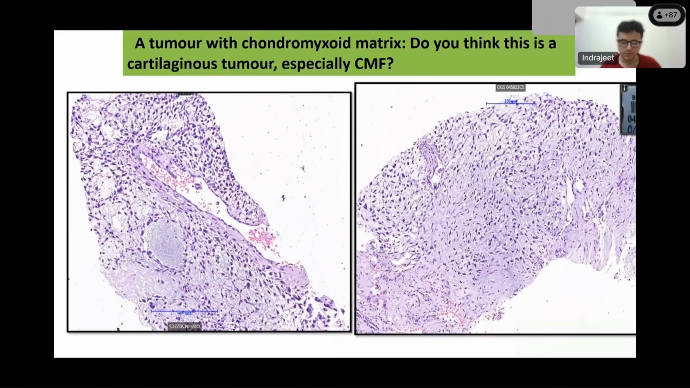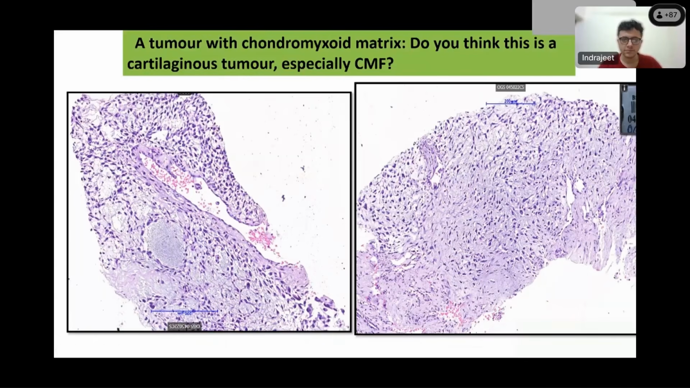So what did I tell you? How should you approach a bone tumor? Is the tumor producing any matrix or not? If it is producing matrix, then what is your answer? There is a chondroid matrix you can see.